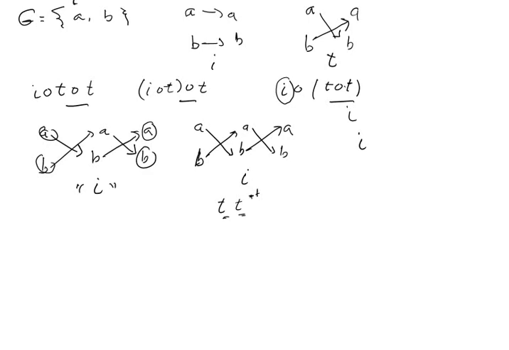Now we can say I composition T equals I composition T together composition T, equals I composition together T composition T. This is associativity. Yes, it's the associative law. Associativity law.